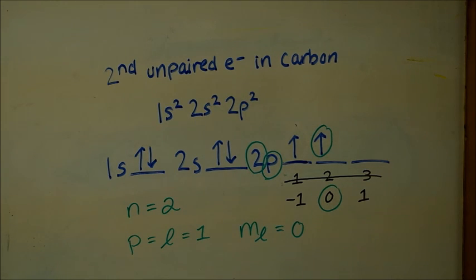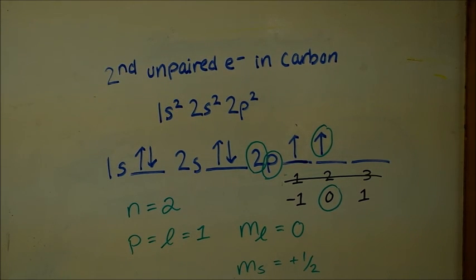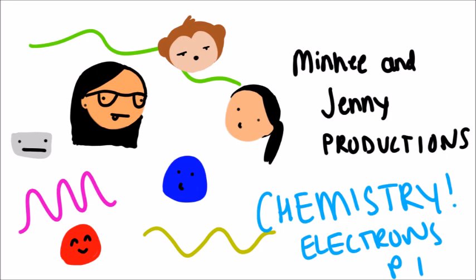But we're not done yet. We still have to define its MS number. As you can see, the arrow is pointing upward. This tells us that the electron has a positive spin number. Therefore, MS equals positive 1/2. And there you have it, everything you need to know about electrons.